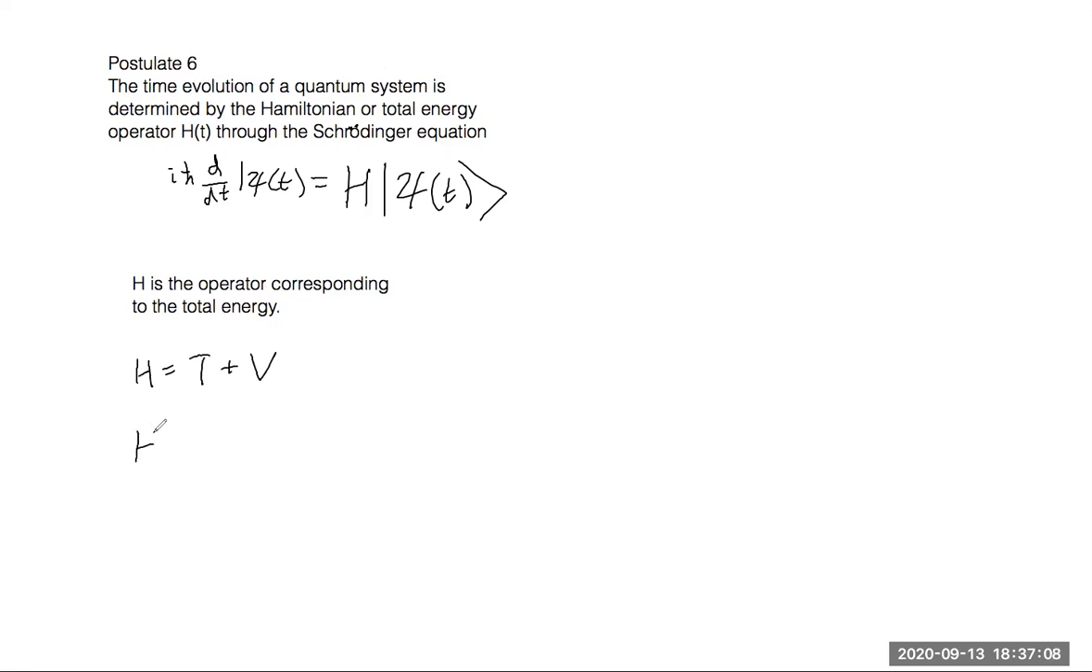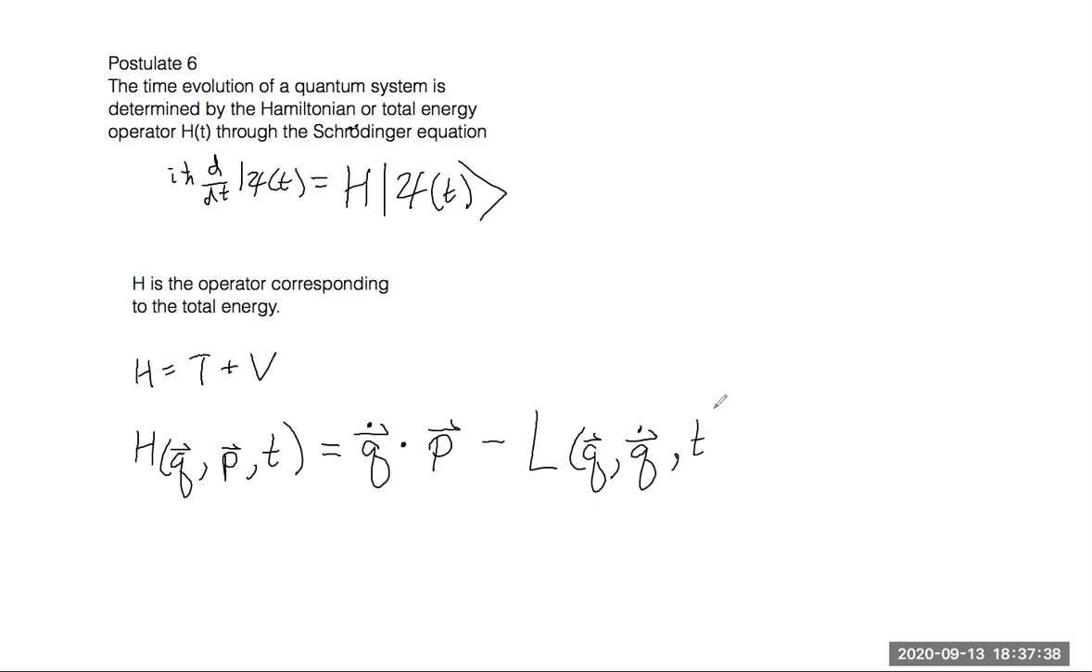More generally, if you've taken classical mechanics, you might remember that H is a function of the generalized coordinates q, the generalized momenta p, and also time. This is equal to the time derivative of the generalized coordinates dotted into the generalized momenta minus the Lagrangian of the generalized coordinates, the time derivative of the generalized coordinates, and time. Where p sub j, the j component of the momenta, is equal to the partial of the Lagrangian with respect to q sub j dot, the time derivative of the j generalized coordinate. So that's a little aside. If you haven't seen that yet, please don't worry about it.